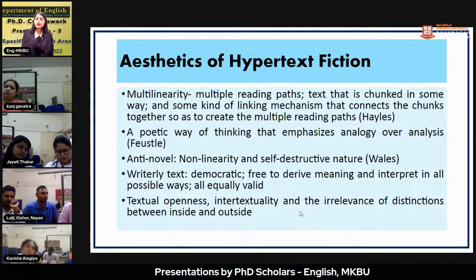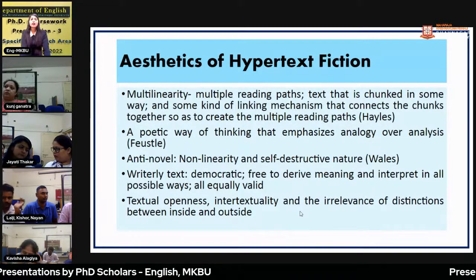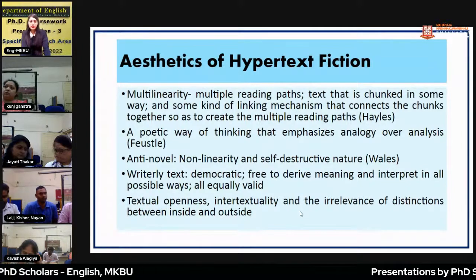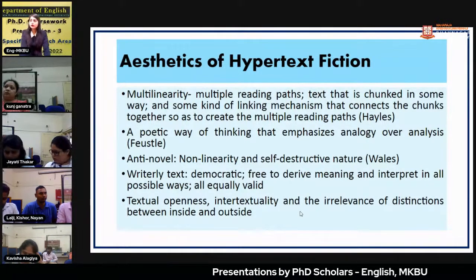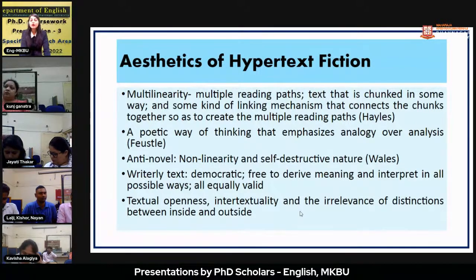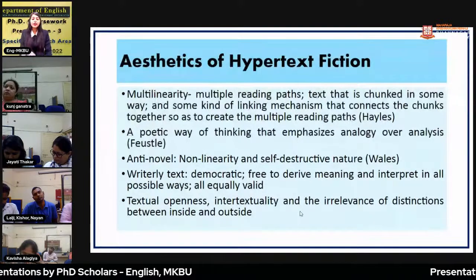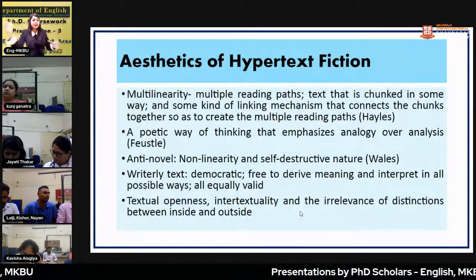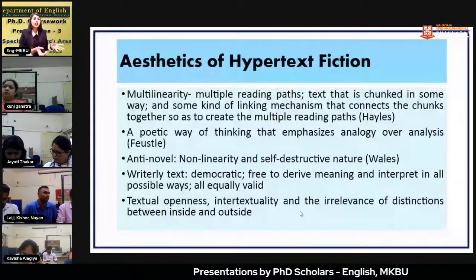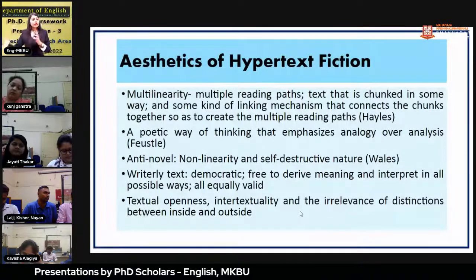The text is chunked in some way, with some kind of linking mechanism that connects one chunk of text to another. This is described by Hills, and Fusion describes it as the aesthetics of hypertext, a poetic way of thinking that emphasizes analogy over analysis. So basically a machine is involved, a digital platform is involved, and it is connected with literature.